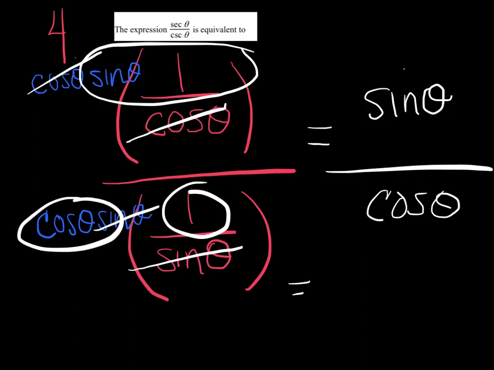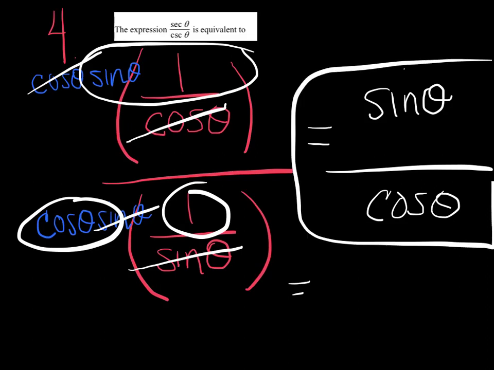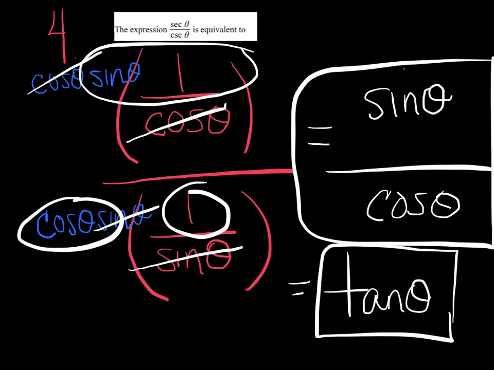Now that's not going to be a multiple choice answer because look back at those notes. What is sine divided by cosine? That, my friends, is tangent. And that would be the answer they're expecting to see.